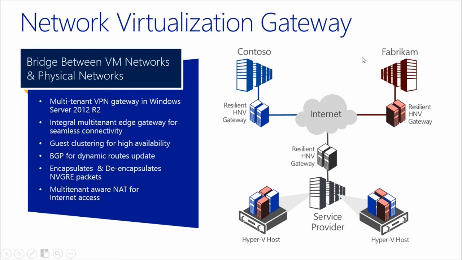Essentially what we've got on this slide is a better description. Contoso and Fabrikam are two enterprises. Service provider here is hosting some VMs for Contoso, some VMs for Fabrikam. The service provider is using network virtualization. The Contoso and Fabrikam enterprises may be using network virtualization as well. But these network virtualization gateways are allowing the three to talk together and allowing the service provider to allow NAT access and external connectivity through to those VM networks.